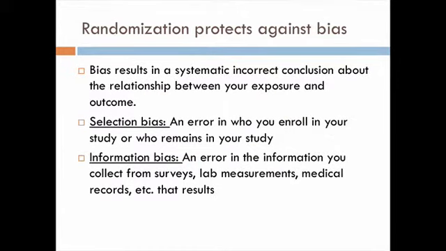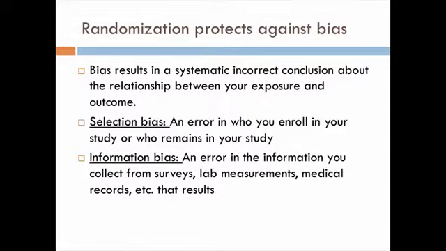Okay, so first of all, randomization protects against bias. Remember, we talked about bias: it's errors in the way we do our study, in who comes into our study, who stays in our study, the information we collect. And bias results in a systematic, incorrect conclusion about the relationship between your exposure and your outcome. When you have bias in your study, the relationship you see, either that odds ratio or that relative risk, is going to be wrong.